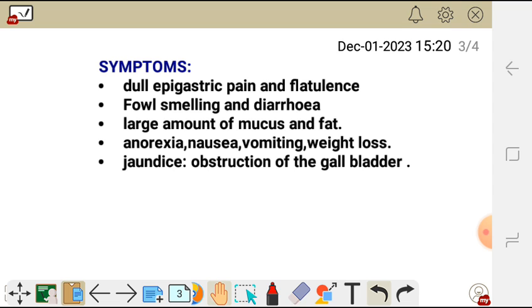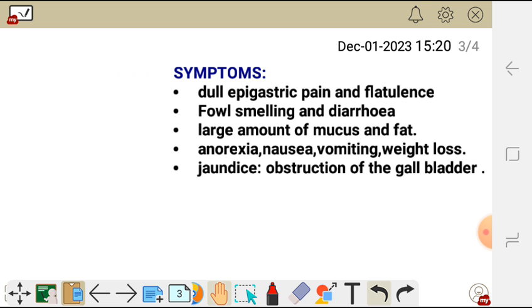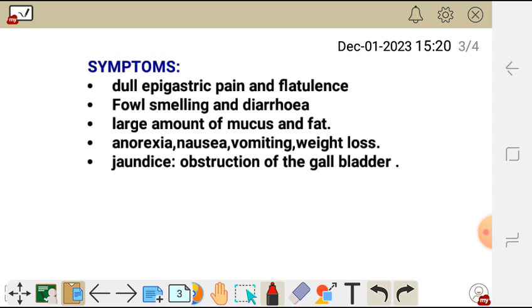Okay, so signs and symptoms of Giardia Lamblia or giardiasis: we have dull epigastric pain and flatulence, and then from there we have foul-smelling diarrhea, and we also have large amounts of mucus and fat in the stool, and then we also have anorexia, nausea, vomiting, and weight loss. Jaundice is also observed due to the blockage of production of bile by the gallbladder.